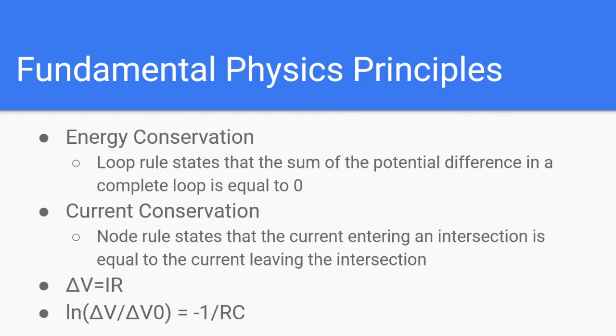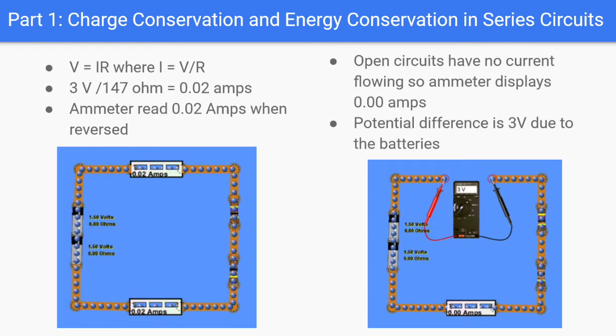Part 1 of the lab examined charge conservation and energy conservation in series circuits. First, I created a simple circuit that contained 2 ammeters, 2 1.5 volt batteries, and 2 resistors at 47 ohms and 100 ohms. To calculate the current of this circuit, I used the equation I equals delta V over R and found the current to be 0.02 amps, which is confirmed by the ammeter in the circuit. When I reversed the ammeter, it still read 0.02 amps, thus the value did not change.